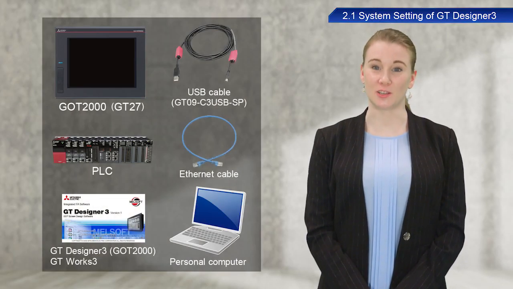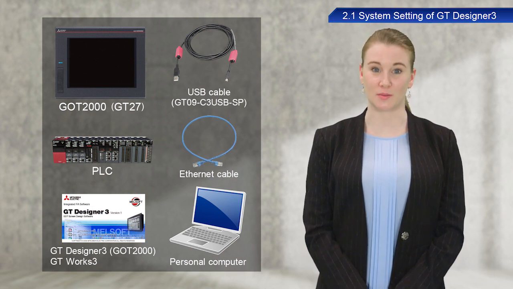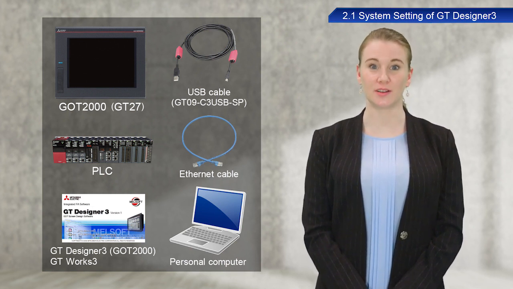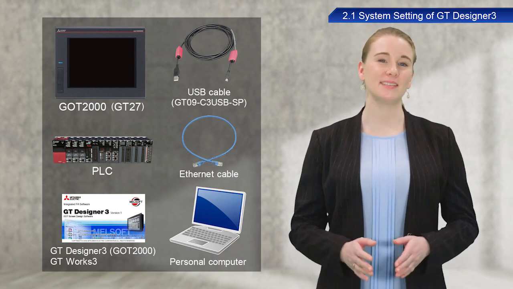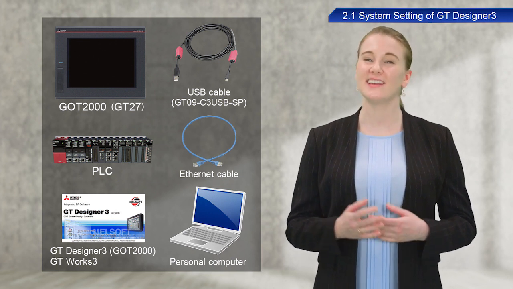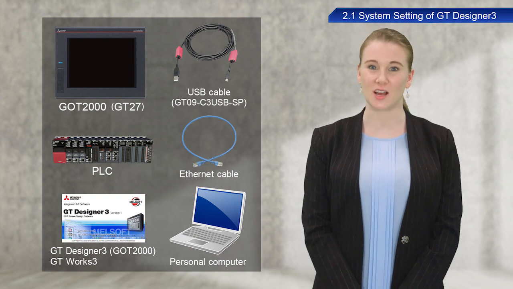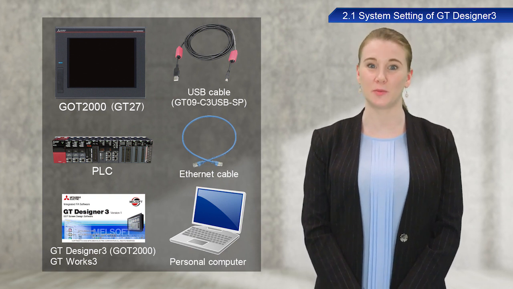Now, I will introduce some of the devices required to operate GOTs. You will need a GOT, a USB cable, a PLC, an Ethernet cable, a personal computer, and programming software. A MELSEC iQ-R series Mitsubishi Electric PLC is used in this training. Both the GOT software and PLC software will be necessary.